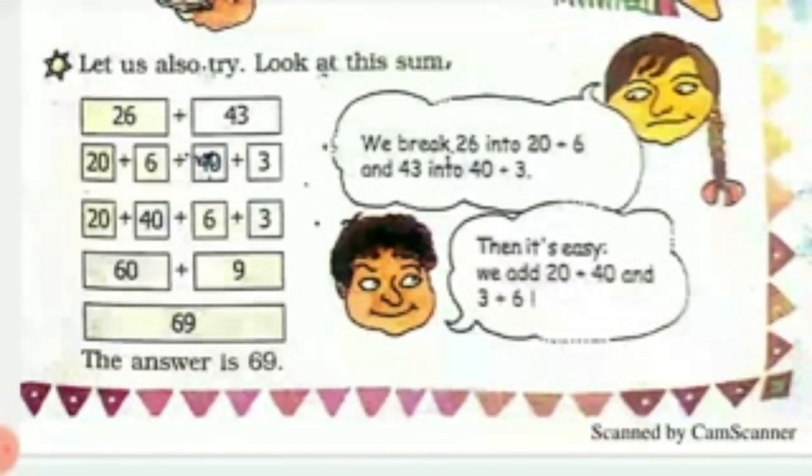Look at the sum. It's 26 plus 43. Divide 26 as 20 plus 6, 43 as 40 plus 3. So first add 20 plus 40 and 6 plus 3. So 20 plus 40 is 60. 6 plus 3 is 9. So the answer is 69.